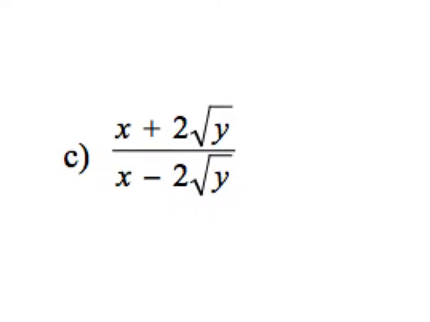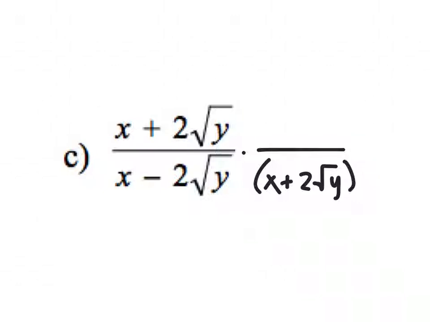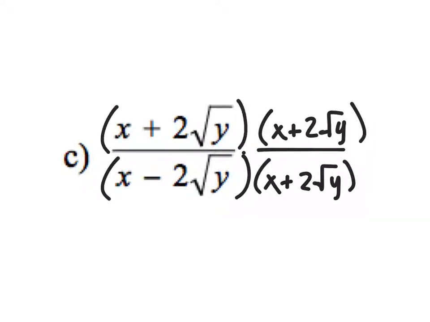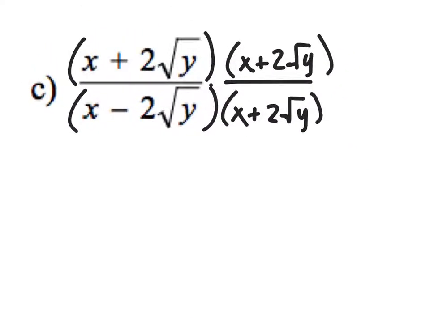On part C, let's multiply by the conjugate. If my denominator is x minus 2 times the square root of y, let's multiply that by x plus 2 times the square root of y. Up here too, x plus 2 square root of y. Now, the numerator we will have to multiply out. We will have to FOIL that, but the denominator not so much. So let's do that.